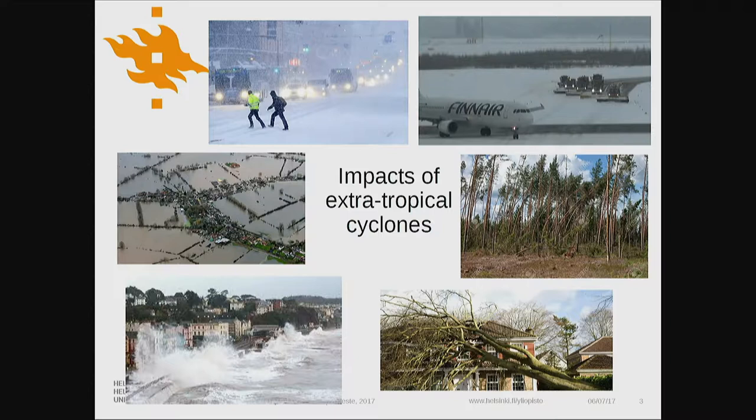So they can cause a large amount of disruption in our current climate, but the question I'm asking and thinking about is, how are these going to change in the future? Are they going to have more precipitation associated with them? Are they going to be stronger, so stronger winds? Are there going to be fewer cyclones or more cyclones? This is the overall motivation for this work.